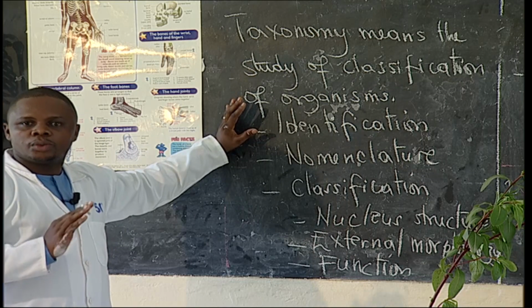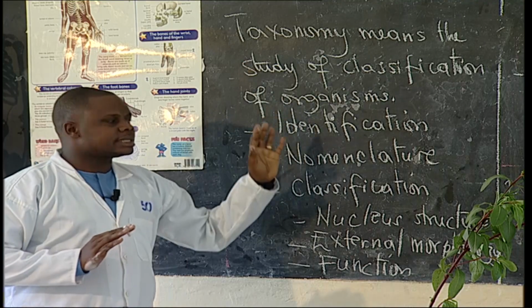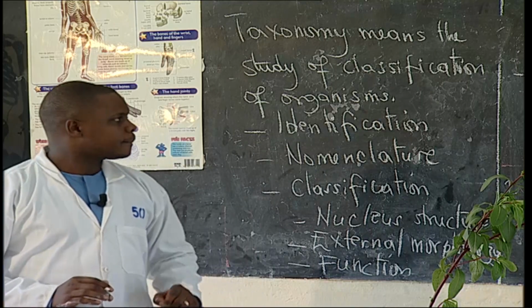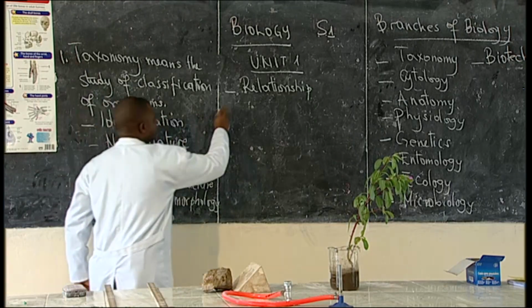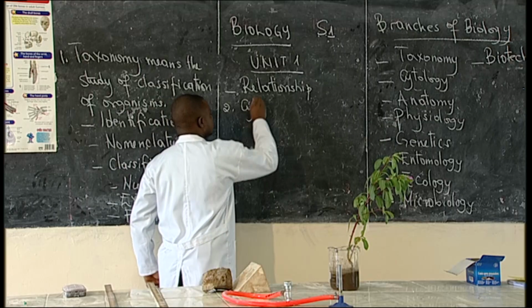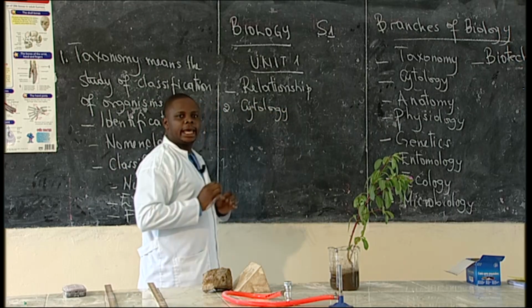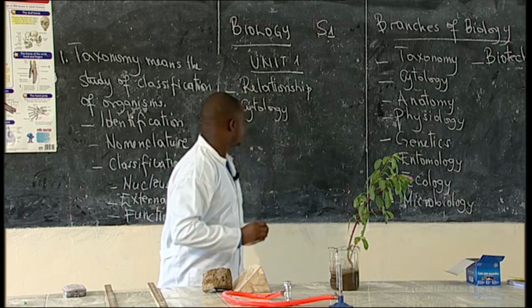That one, we learn it in taxonomy. Taxonomy is the study of classification of organisms. Another branch of biology is cytology. Cytology is the study of cells. Good.